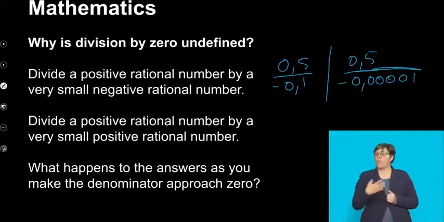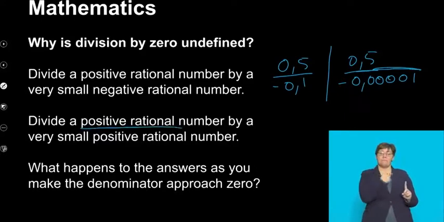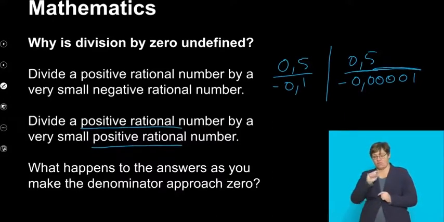And I want to see what my answer is going to be for that. And then I'm also going to take a positive rational number. Now I am making my 0,1 and 0,00001 to be positive. And then I want to see what exactly happens. So I'm just going to go here so I can write these numbers down.